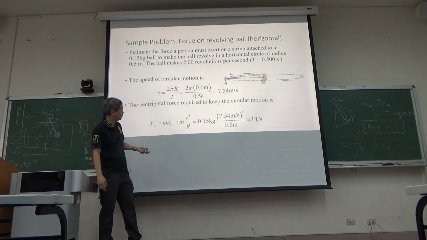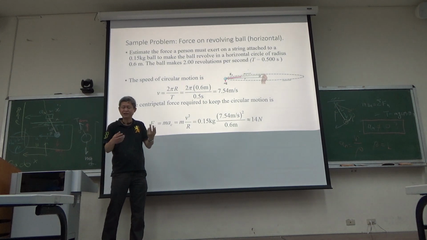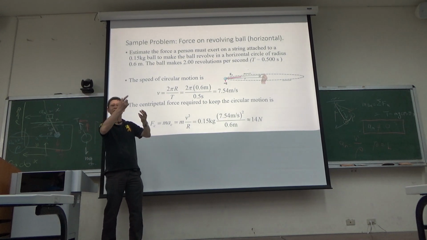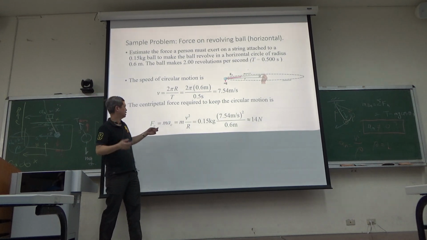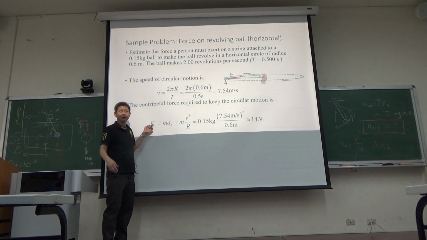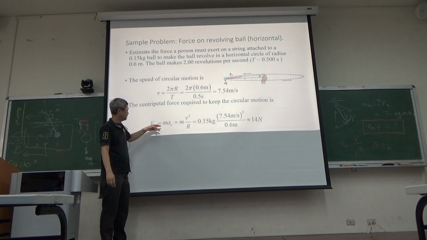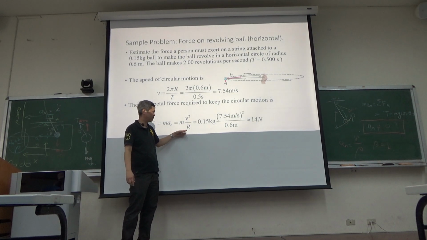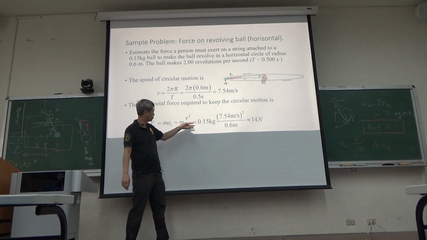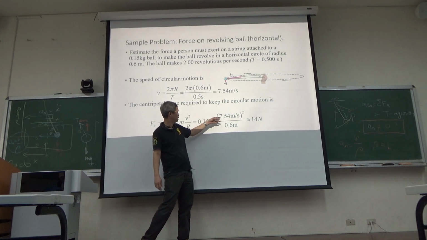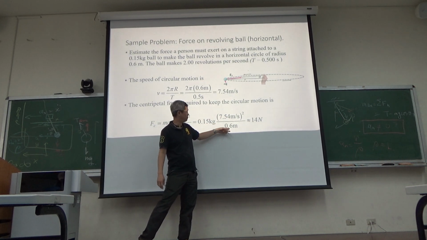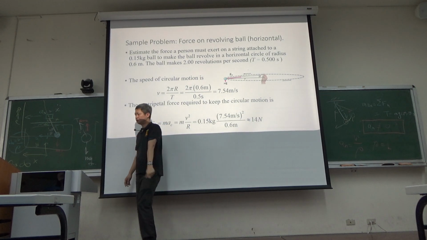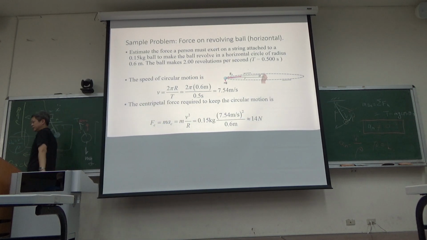So what's the next question? The next question is asking you, will you be able to find out what is the centripetal force so that you will keep the hammer going around a circle? According to our learned formula, it is the mass times the centripetal acceleration, that is the speed squared divided by radius. So it is equal to 0.5 times tangential speed squared divided by radius, which is about 14 Newton. Okay, so that's the question.